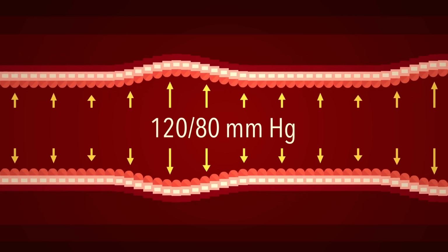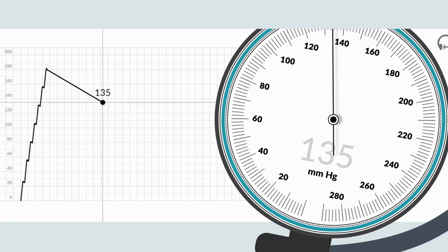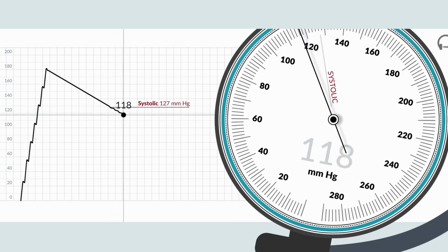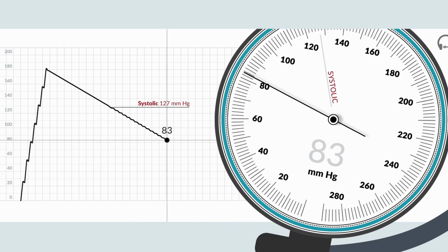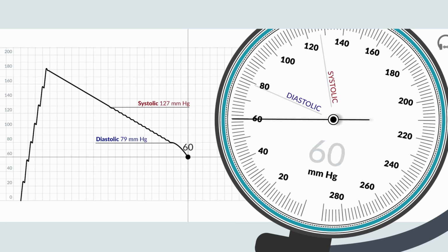Now, what about the numbers? 120 by 80, I think all of you have heard, is a normal blood pressure. 120 is actually 120 millimeters of mercury that is measured by the measuring device. When the blood pressure is checked, you will see a liquid go up inside a tube and then come down. If it touches 120, that means your systolic pressure is 120 mm of Hg. And while measuring the diastolic pressure, if it stops on 80, then it means your diastolic pressure is 80 mm of Hg. Hg here means mercury.